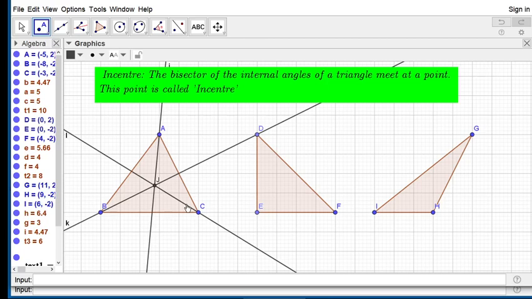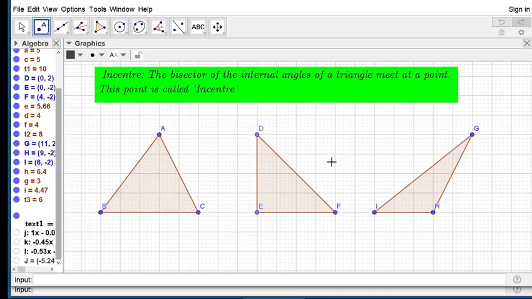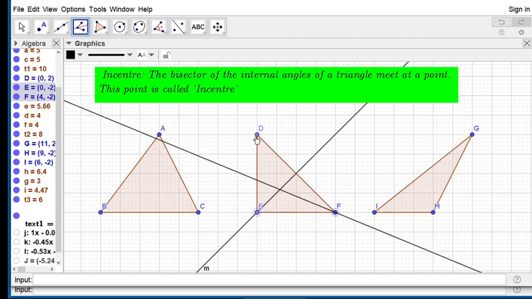Acute angle triangle. Now moving to the next part, dear students, let me highlight the incentre in a right triangle. In the right triangle, this is the angle bisector. Then E, F, and G, that is another angle bisector. Then F, D, and E. This is also the incentre of the angle bisectors. It lies inside the right angle triangle as well.